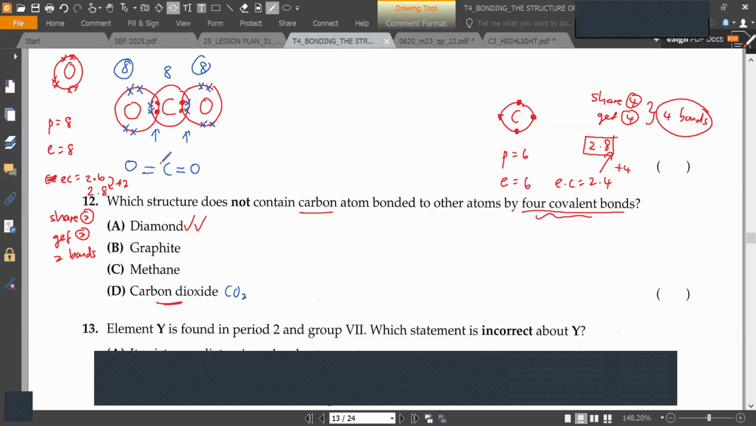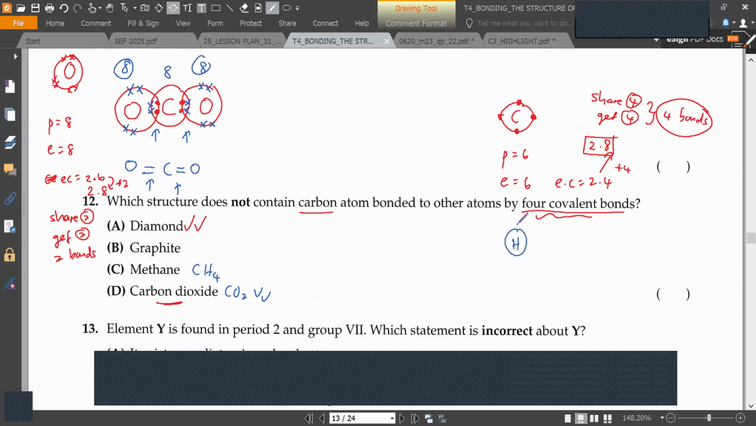So now we can see carbon formed 4 bonds. This is correct, carbon forms 4 bonds. How about methane? Good to know, methane is CH4. So how does it work?